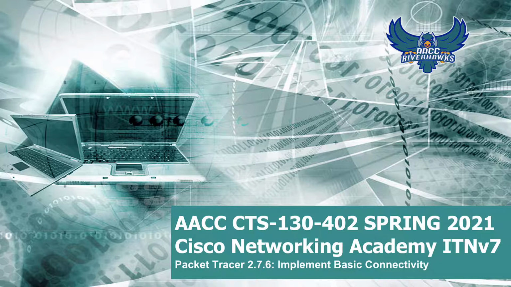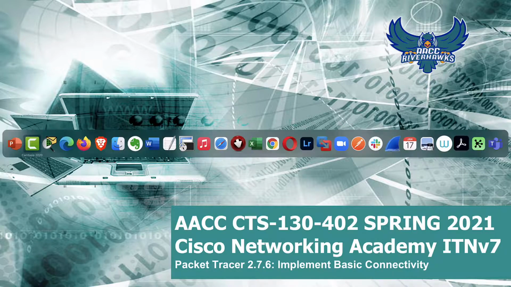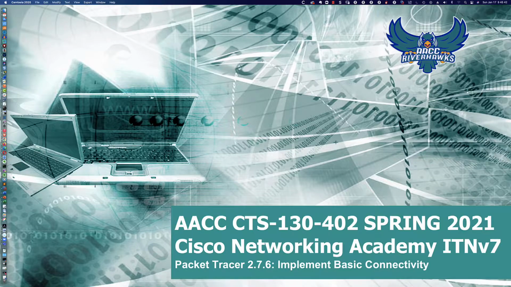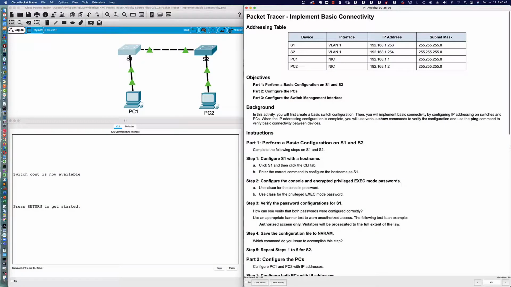This is the Cisco Networking Academy's Introduction to Networks version 7 course, and in this Packet Tracer tutorial, we're going to be taking a deeper dive look at activity 2.7.6, where we're going to be implementing basic connectivity to a set of switches. Now, in our previous activity, 2.5.5, we saw how we would configure some basic settings. So now we're going to build on that. So here is activity 2.7.6.